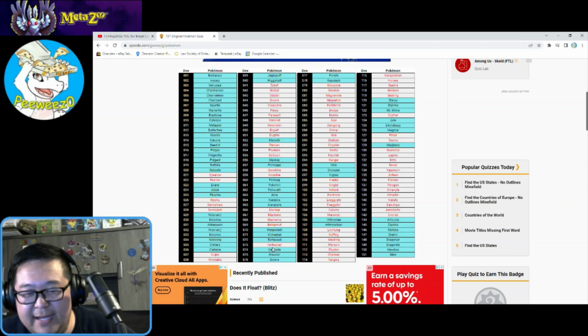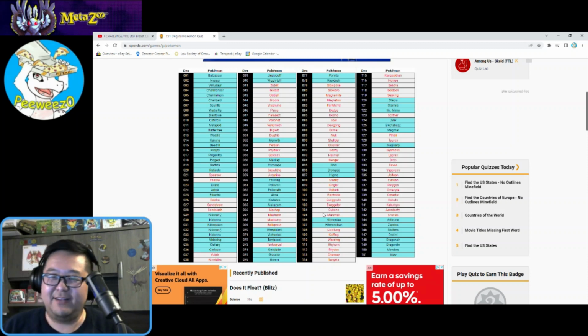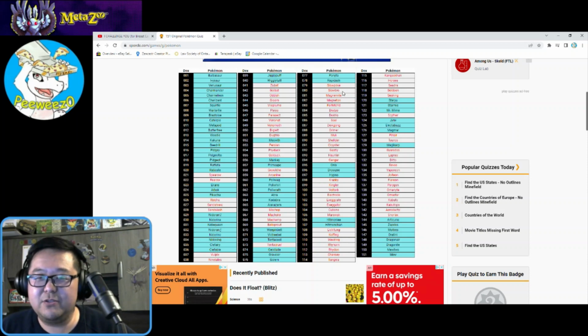Tentacruel. Okay. Slowpoke, Slowbro, Magnemite, Magneton, Farfetch'd. Oh, my Farfetch'd. I totally forgot. Oh, I would have butchered the spelling, though. Doduo, Dodrio. Totally forgot about them. Seel, Dewgong, Grimer, Muk, Shellder, Cloyster. Ghastly, Haunter, Gengar. Krabby, Kingler, Voltorb, Electrode.